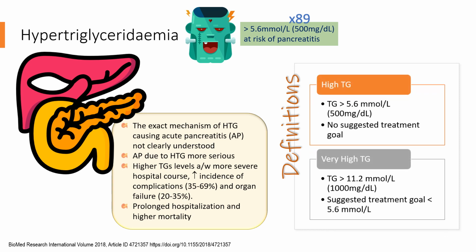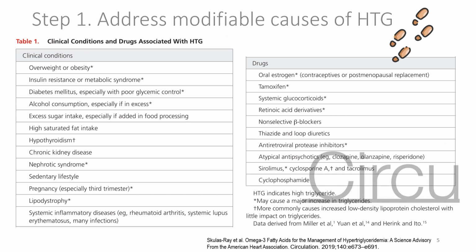Some definitions that you might want to know when you read literature is that high triglyceride levels are defined as triglycerides of more than 5.6 millimoles per liter or 500 milligrams per deciliter. For this, there's actually no suggested treatment goal. Whereas very high triglyceride levels actually refer to triglyceride levels of more than 11.2 millimoles per liter and or 1000 milligrams per deciliter. The suggested treatment goal is to keep someone at triglyceride levels of less than 5.6 millimoles per liter.